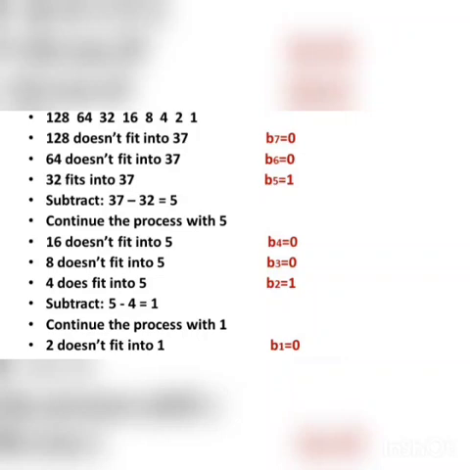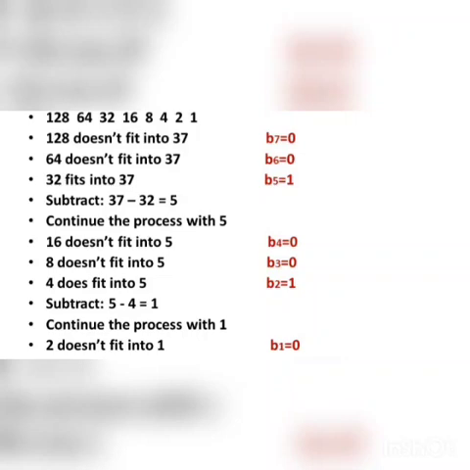So let us discuss how we will solve this example in a simple way. 128 does not fit into 37, because we will choose a number that is nearer to 37 and lower than 37. So 128 is a higher number than 37, so that's why we can't choose that number. Same like 64 is higher than 37, that's why we can't choose 64. Then we see what comes next, 32. So 32 fits into 37 because it is nearer and lower than 37.